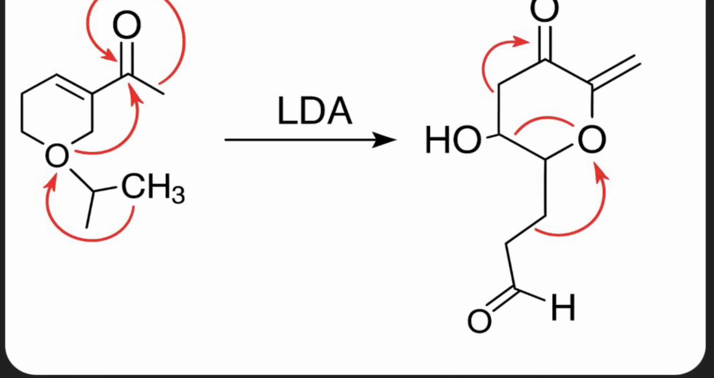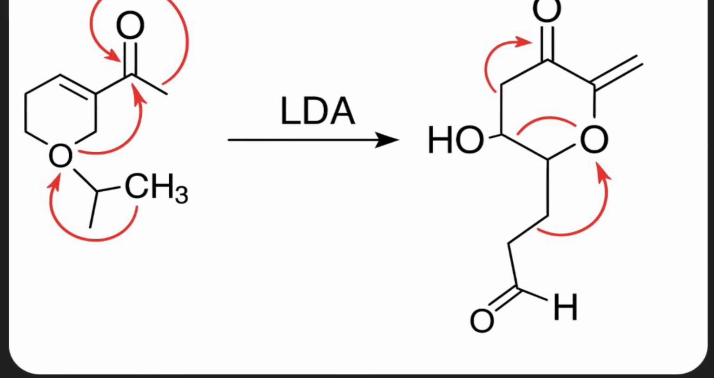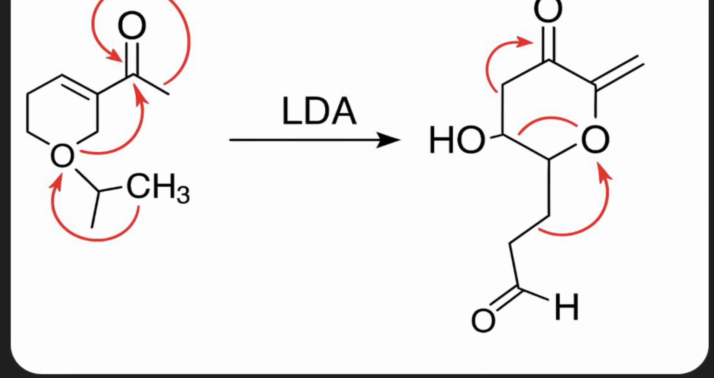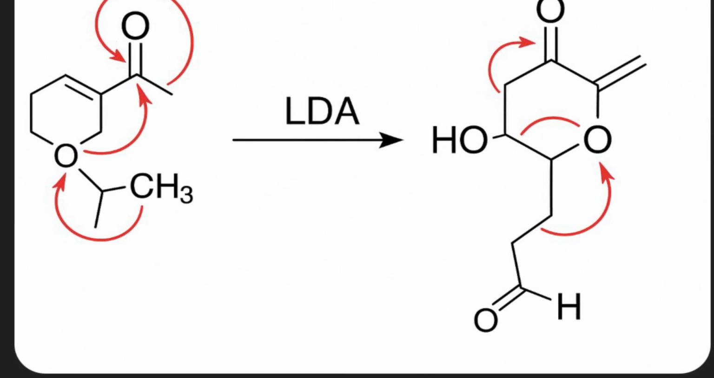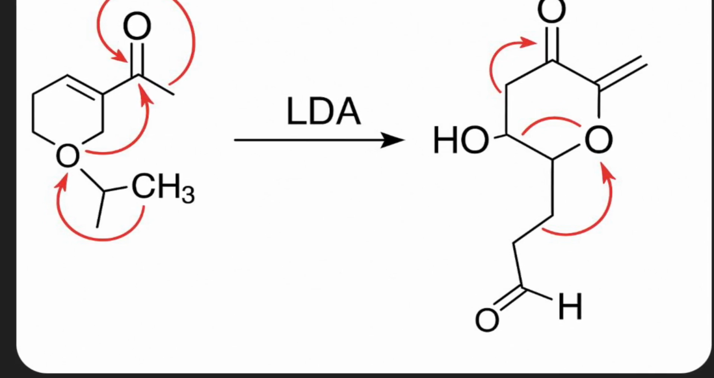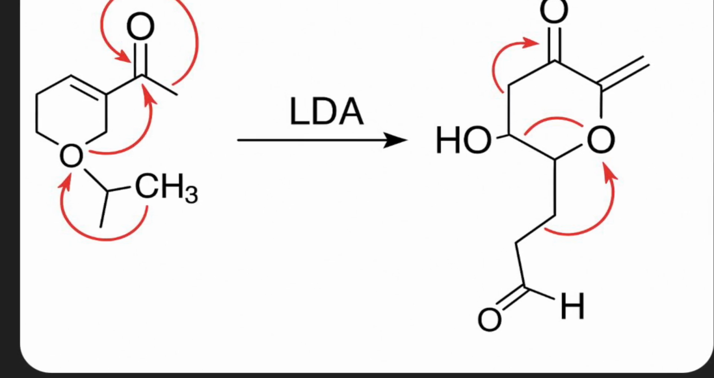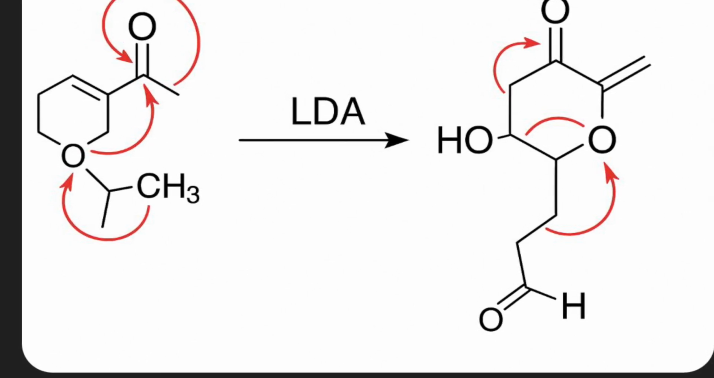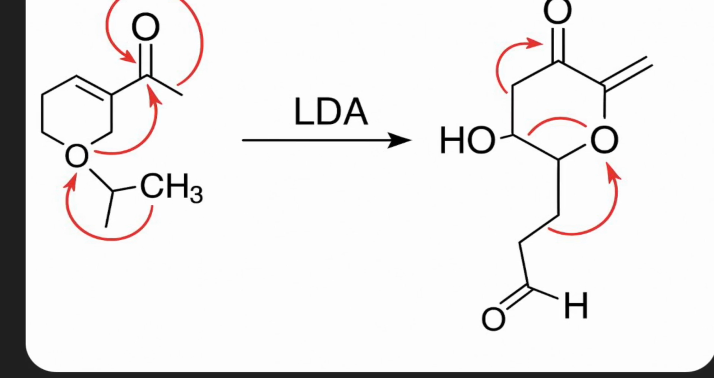In the first step, LDA abstracts a proton, and the electrons from that CH bond shift to form the enolate. In the next step, the lone pair on the alpha carbon attacks the electrophilic beta carbon, forming a new sigma bond and pushing the pi electrons onto the alpha carbon of the enone. The final protonation restores neutrality.